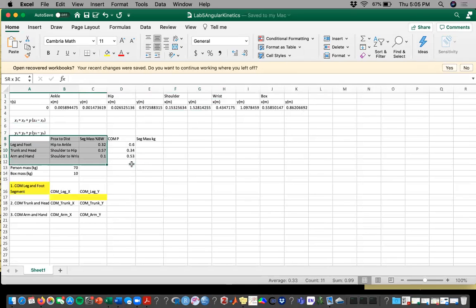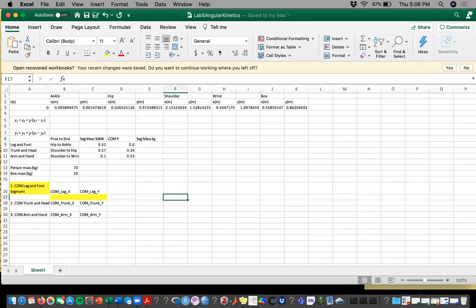And then I also just recreated the table that was listed in our lab document. So I have my listing of my proximal and distal locations for each segment. So hip is proximal, ankle is distal, shoulder is proximal, hip is distal, and so on. And then I have my segment mass percentage of body weight, which I will be using later when I have to compute my overall center of mass. And then I have the center of mass, that p-value that we talked about and related to these equations. So my 60% is 0.6, 34% is 0.34, and so on. Okay. So let's use our equation.